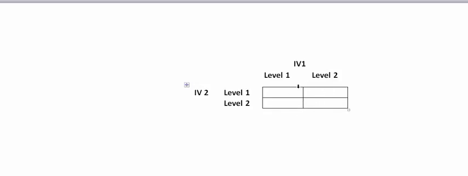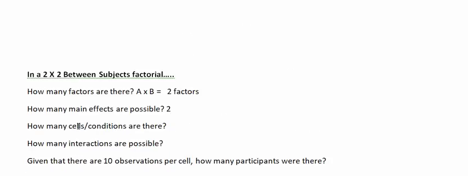But to get this number 4, I took the 2 levels here and the 2 levels there, and multiplied them by each other. Don't add them, but multiply them, and you'll get 4. So in this case, how many cells are conditions? It's simply taking those numbers, 2 by 2 equals 4, and then we have 4 cells.